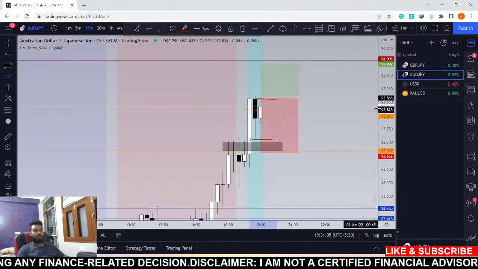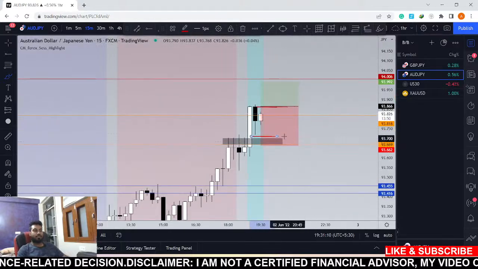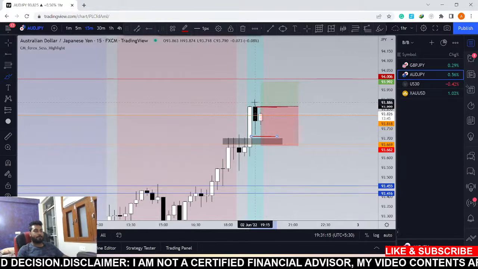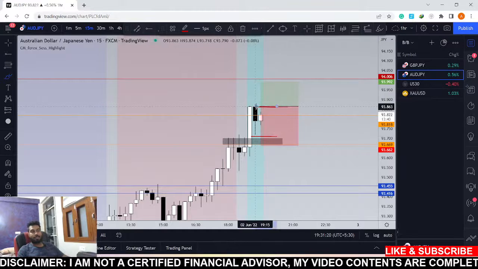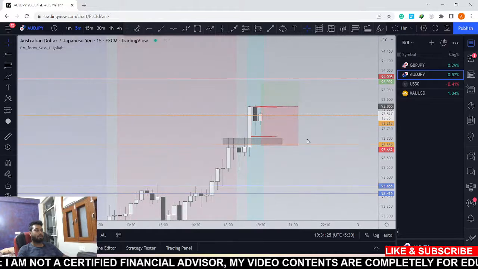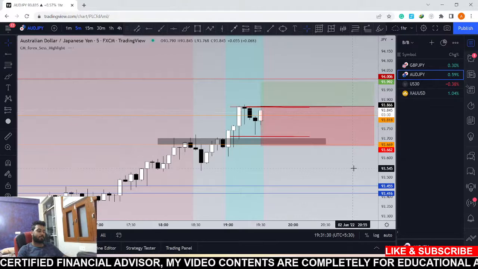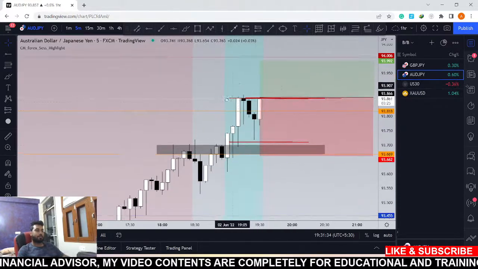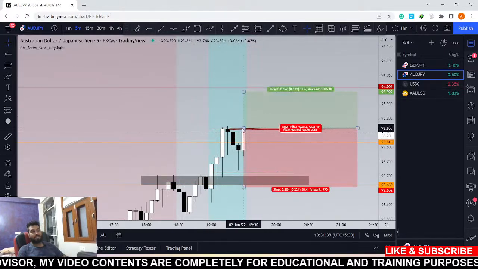Okay, for me, let's suppose this is a very nice looking candle. So I want to take some risk. Then what you can do, you can place your stop loss at this area, and you can take your entry at this area. You can do this. See, trade is at break even.